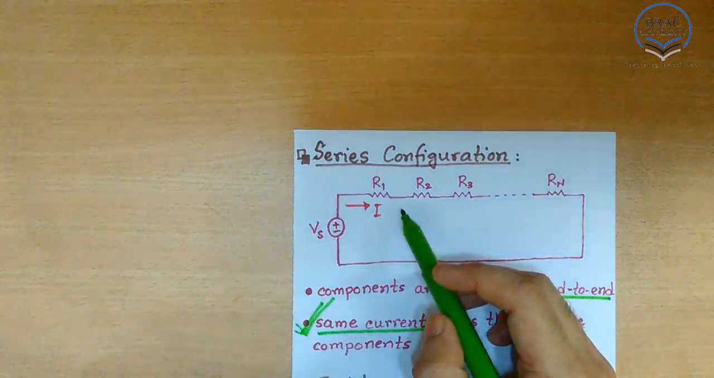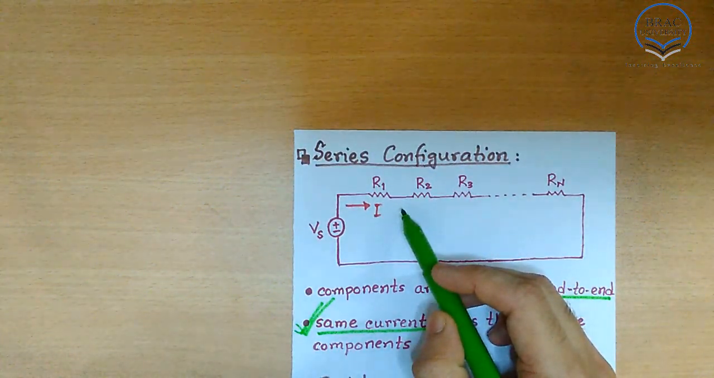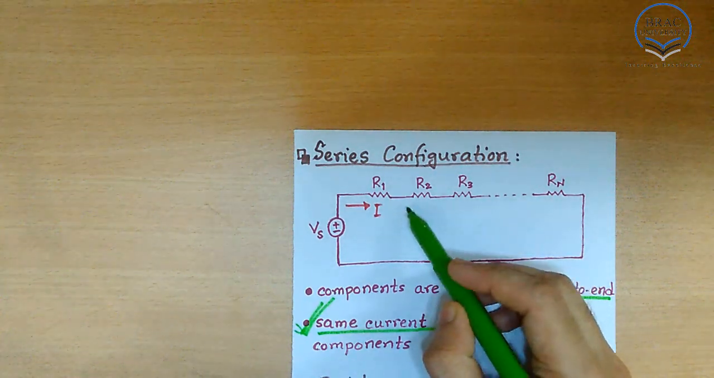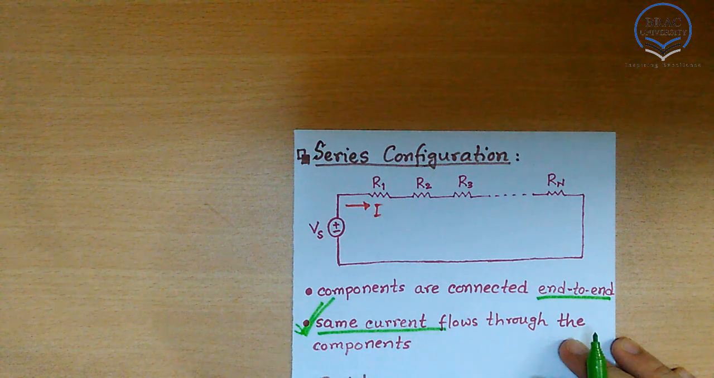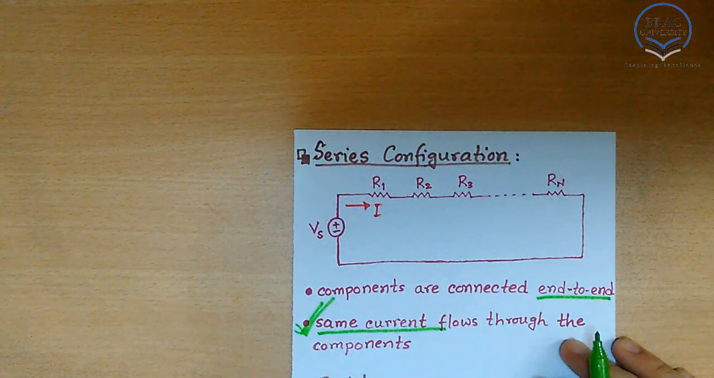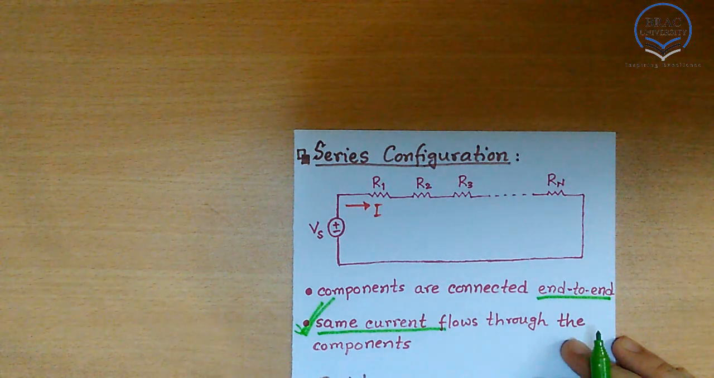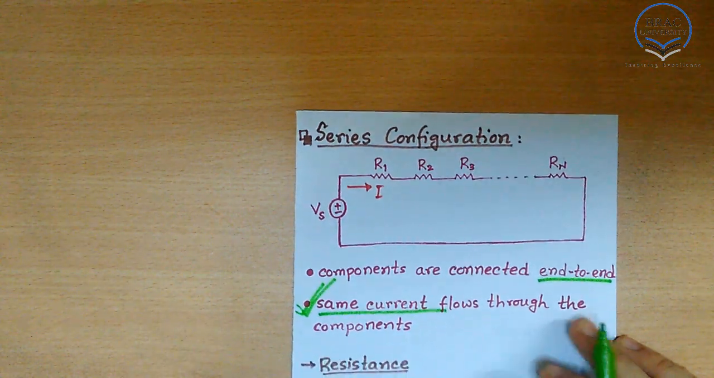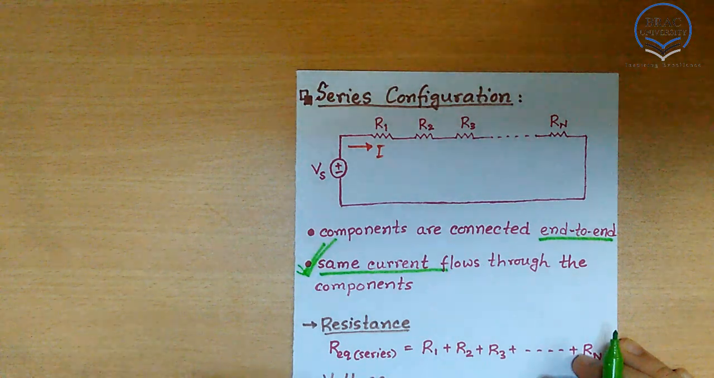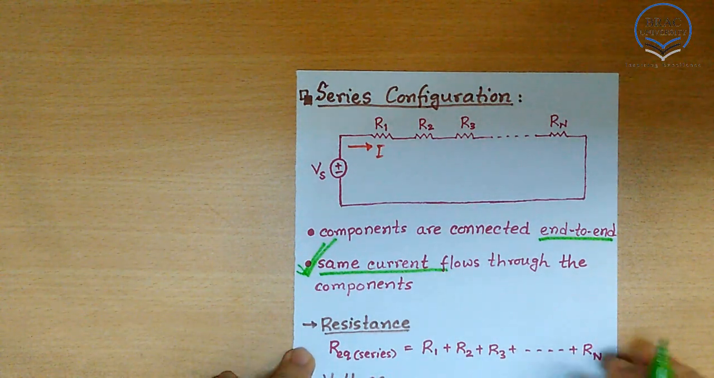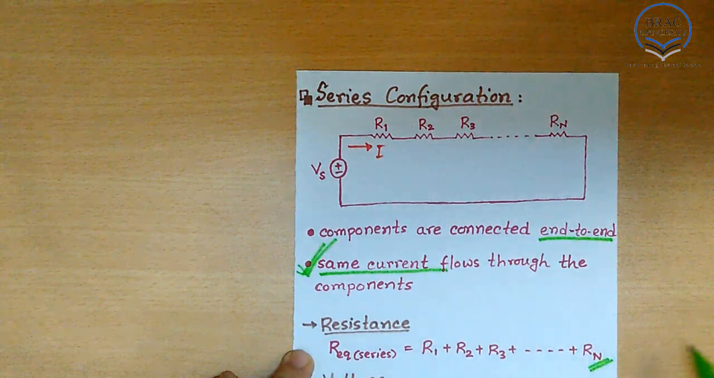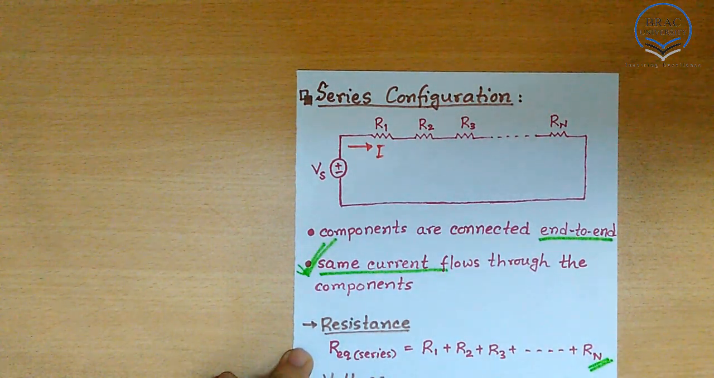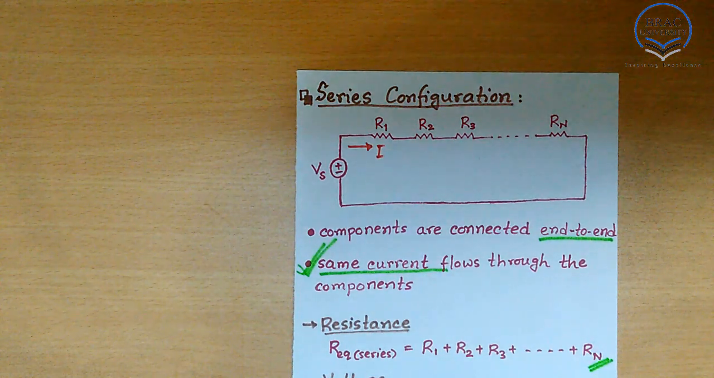Here we can see only one path is available for the current to flow. So the same current is flowing through all the resistances. So this is a series circuit. Now we are going to discuss the resistance, voltage and current in a series configuration. First, the resistance. The total equivalent resistance of this circuit will be just the summation of all the resistances. So the equivalent resistance is R1 plus R2 plus R3 up to Rn.